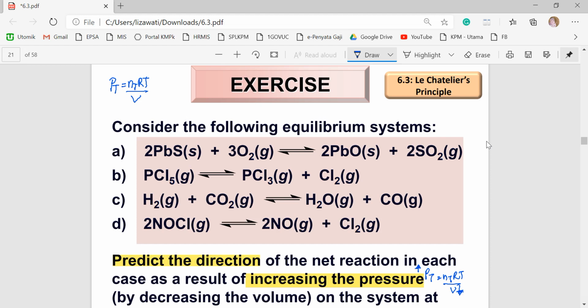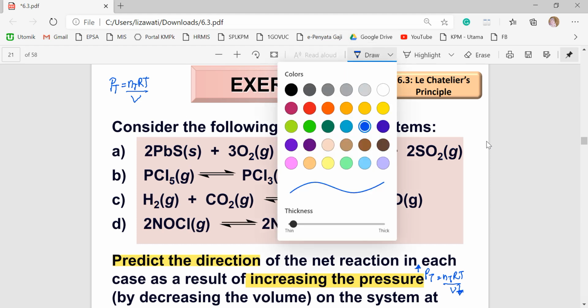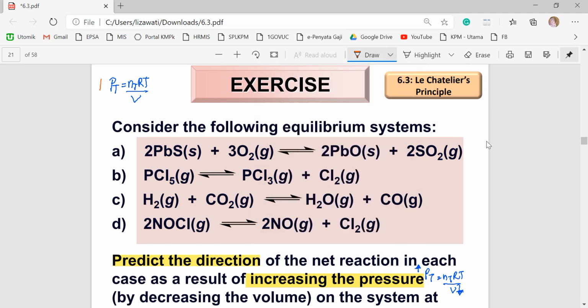Okay, now the system tries to reduce the pressure. So the target here is to reduce the pressure by shifting to the side that has fewer moles. Okay, fewer moles. So we take a look at question A here.